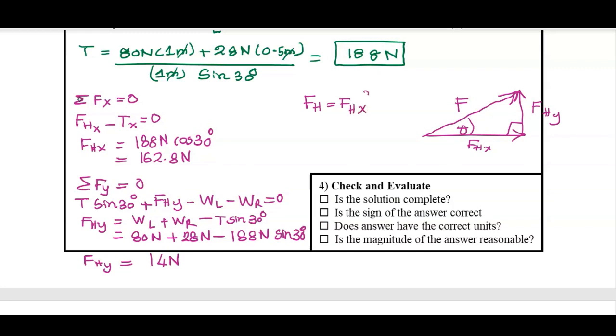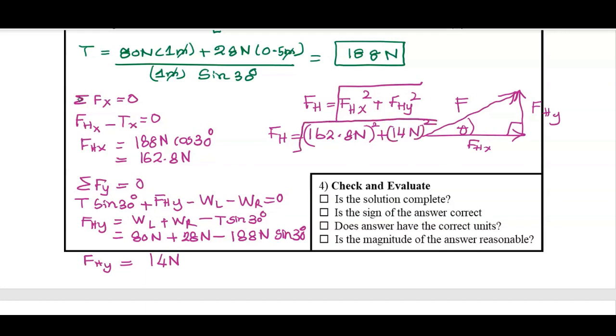We have the x component squared plus the y component squared. So this is equal to 162.8 newtons squared plus 14 newtons squared. And take the square root. You will get 163 newtons for the hinge force if you round it to three significant figures.